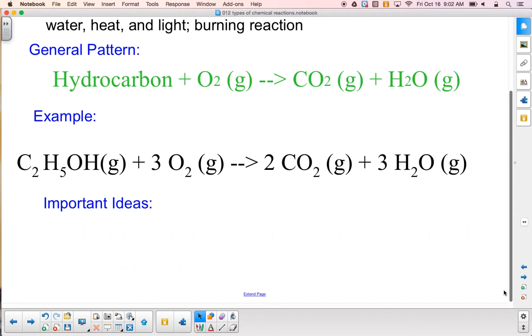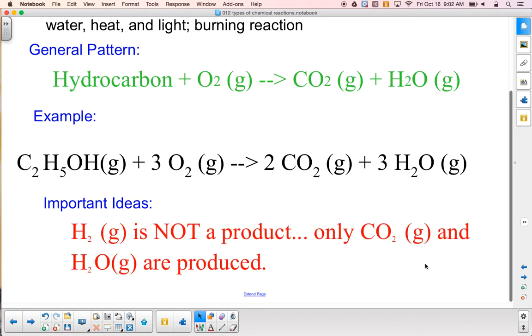The ethanol, in its gaseous form, reacts with 3 oxygen molecules to produce 2 molecules of carbon dioxide and 3 water vapor molecules. One of the most important ideas here is that hydrogen gas is not a product. The only 2 products here are carbon dioxide and water vapor.